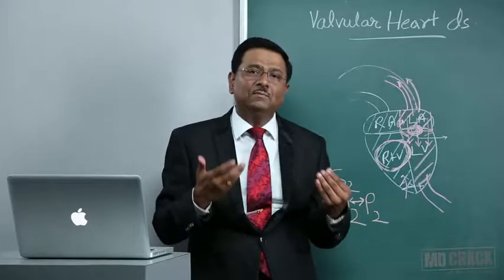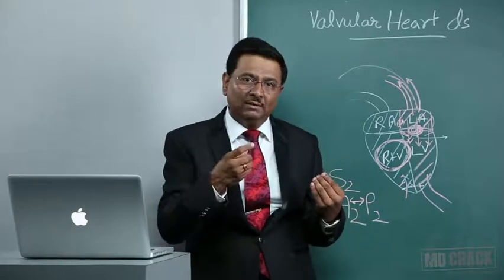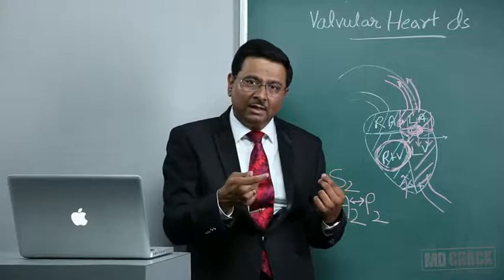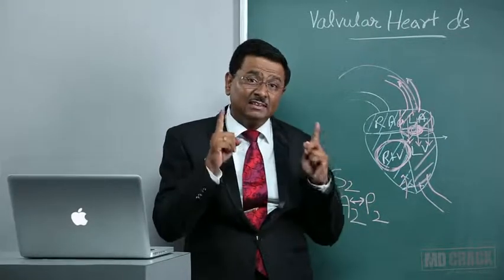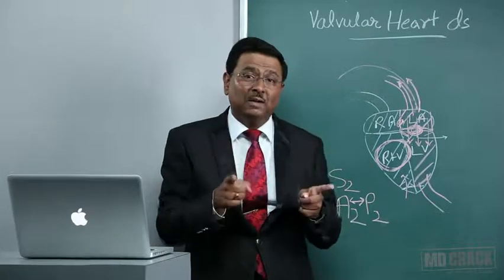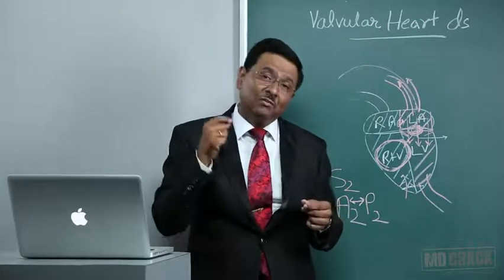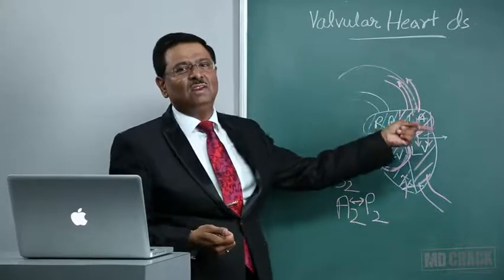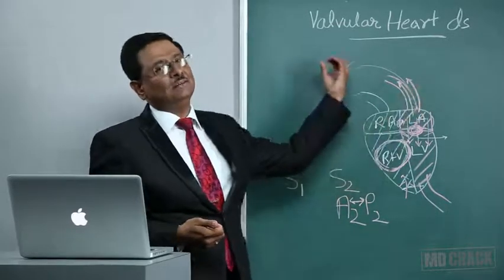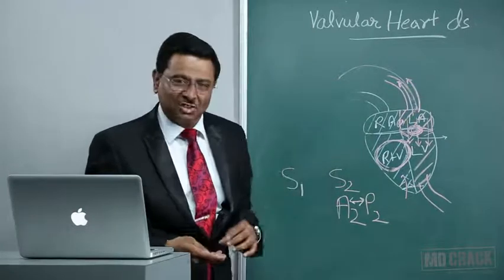There might be an MCQ which gives you options A, B, C, D, right? You might think that this could be ASD. But if you are looking for ASD, look for the fixed wide splitting of the second heart sound. And if you are looking for mitral stenosis, please look for left atrial enlargement and signs and symptoms of pulmonary vascular congestion.